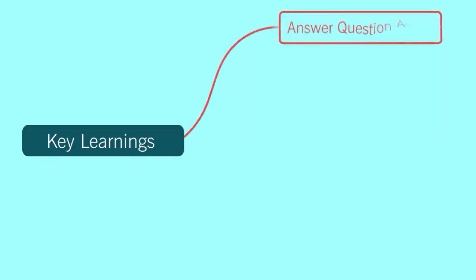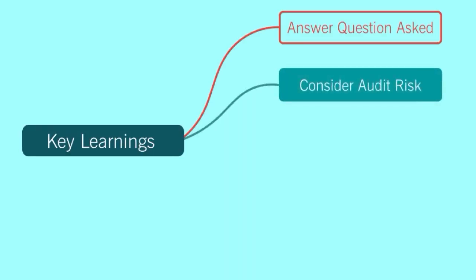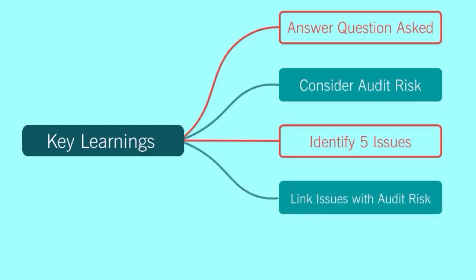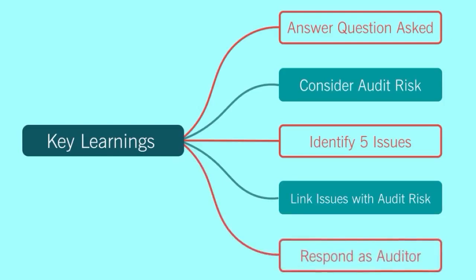So, the key learning points for this question section are: answer the question asked, 5 audit risks, and 5 auditor responses. The question asks us to consider audit risk, not the company's business risks. Identify 5 issues from the company scenario given, and then link each issue identified to the audit risk involved in auditing the company's financial statements. Do not give a response that management would adopt, rather than you as an auditor.